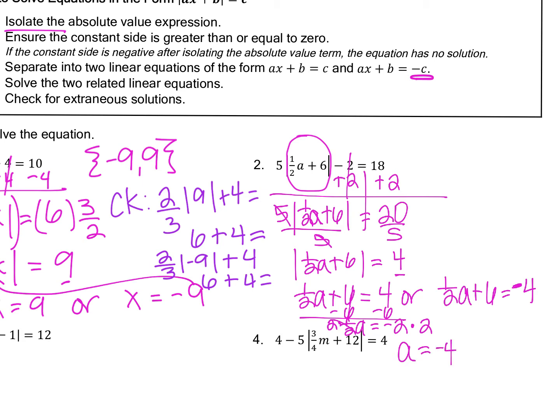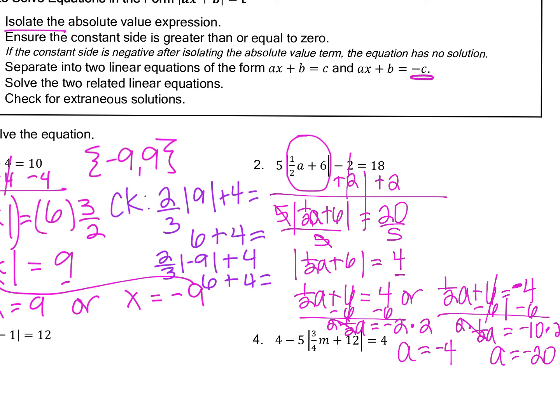Now, it's not always going to be that you solve one and then the other one is just the opposite of that. That's not the case. You have to solve it separately. Subtract 6. You get 1/2 a equals -10, and flip it and multiply. So you get a equals -20. So I get two separate answers here.